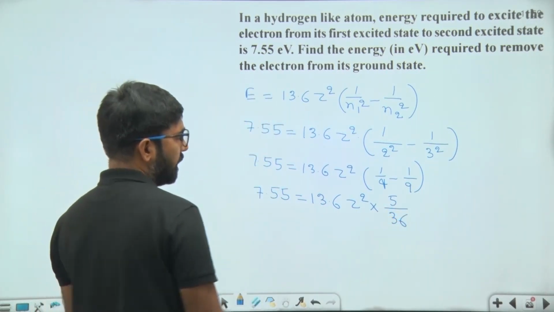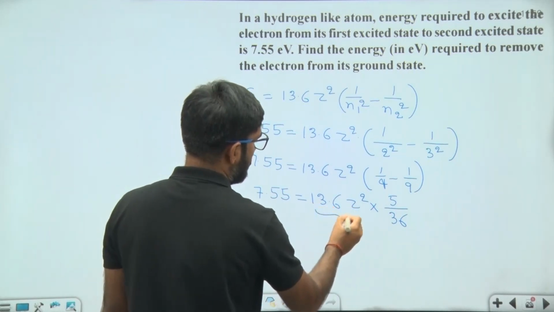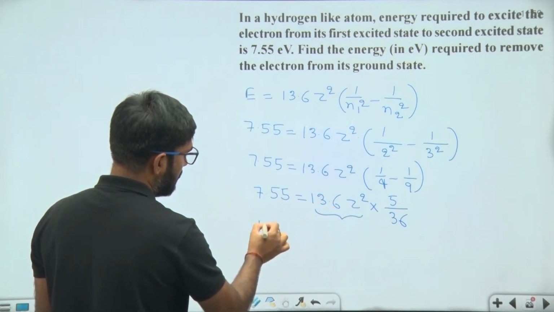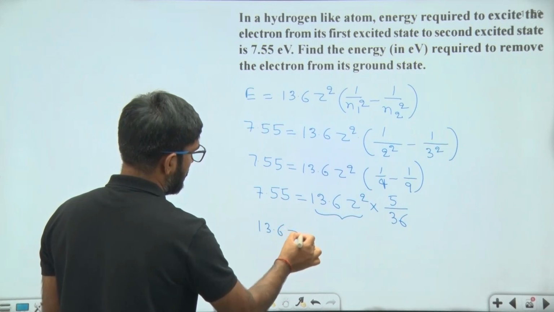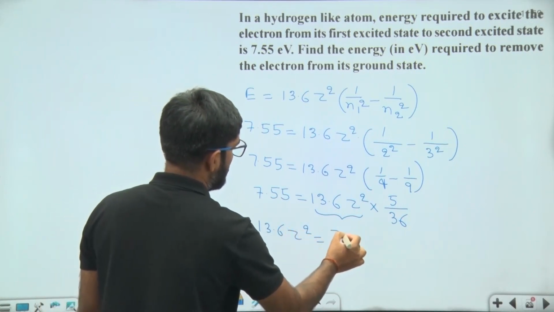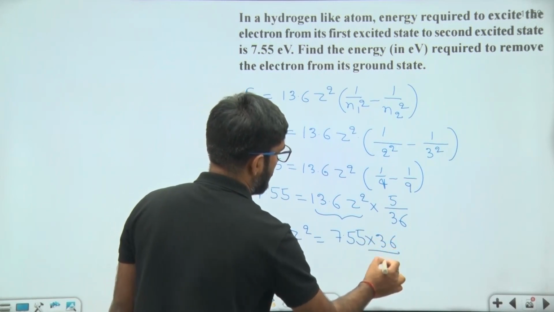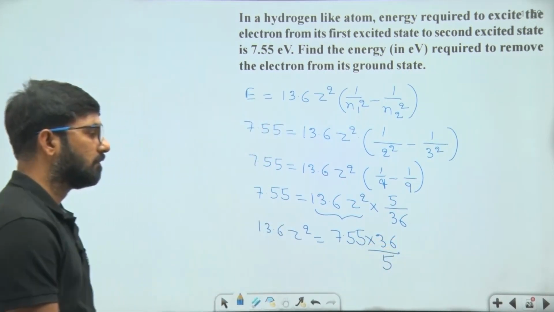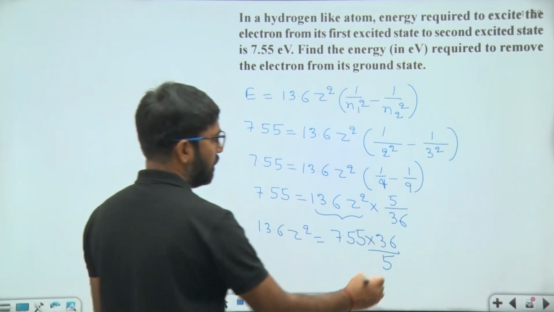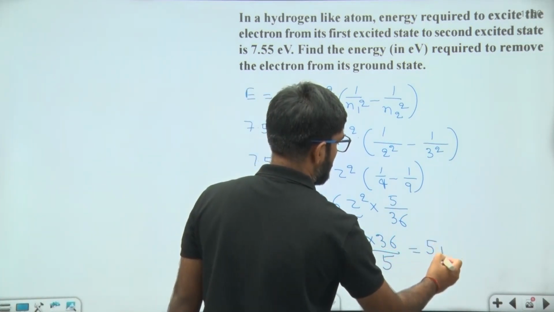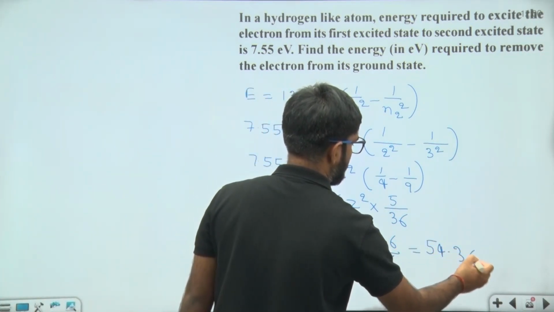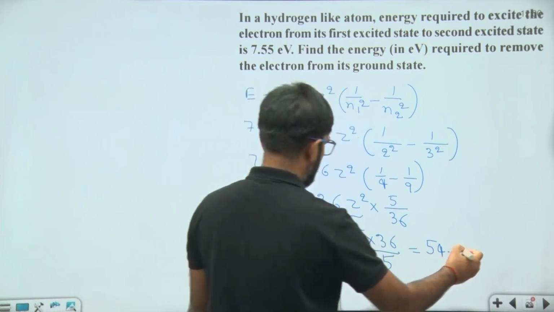On solving this we get 13.6 × Z². We can find the value of 13.6 × Z² = 7.55 × 36/5, and its value will be equal to 54.36 electron volt.